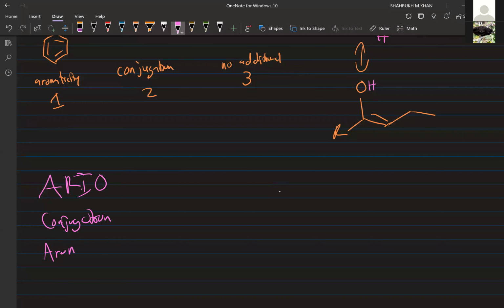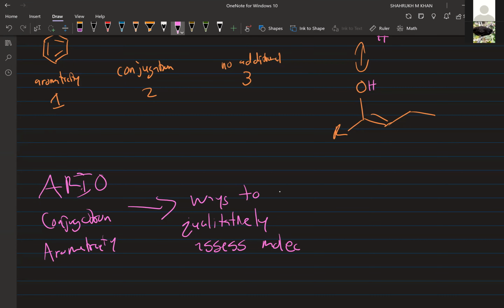And then aromaticity. These are generally, I butchered that spelling, but ways to qualitatively assess molecules. Really it all still comes under ARIO. But those are ways we could, without having to do experiments and get actual numbers, generalize how we expect a molecule to behave.